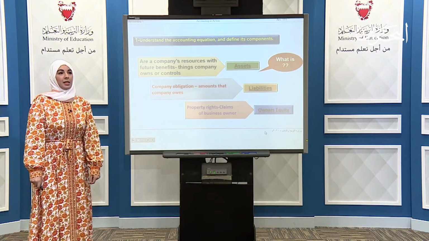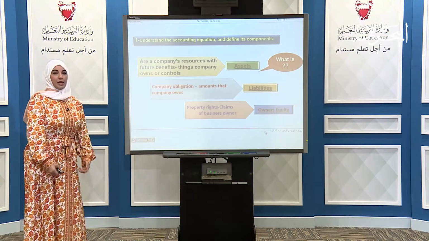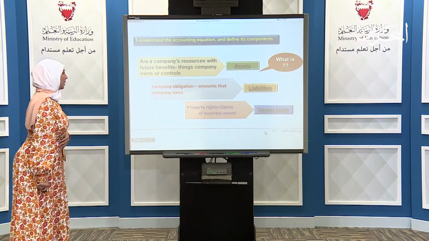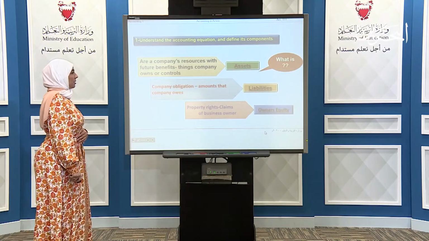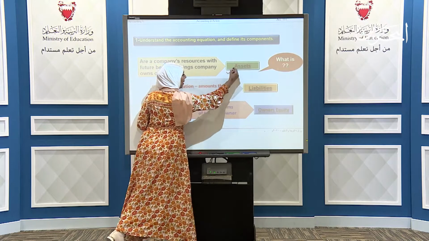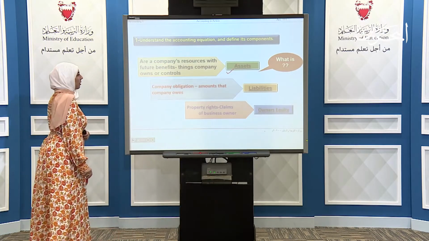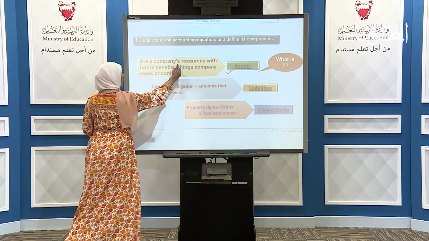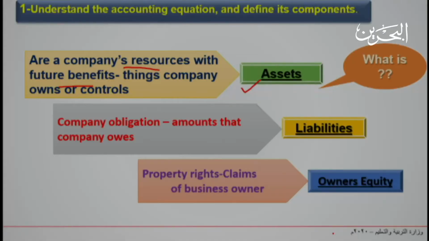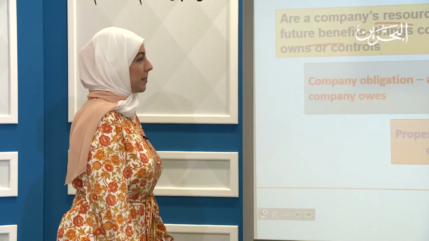First of all, let us take a look and understand the accounting equation and define the components of it. We will start firstly with assets. What do we mean by assets, my dear student? Assets are a company's resources with a future benefit, things the company owns or controls. So all the resources the company has, and gets benefit from.